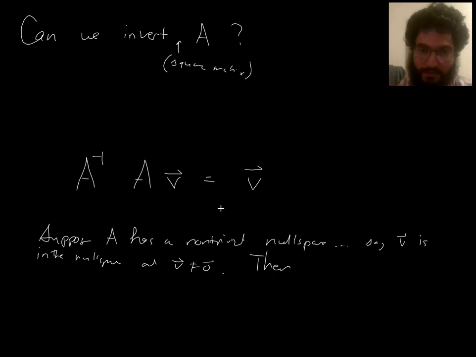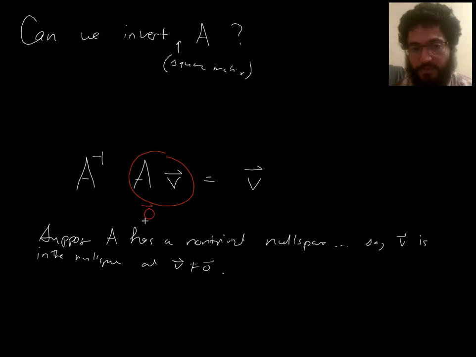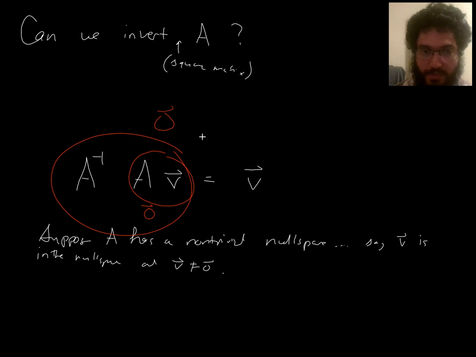Then, look at this. The left-hand side would be A times V, which would be 0, right? The 0 vector. And then what's A inverse applied to the 0 vector? It doesn't matter what A inverse is. If you take a matrix and apply it to the 0 vector, you will get 0, so you get 0 here. But then V is 0, after all. So this is nonsense, right?